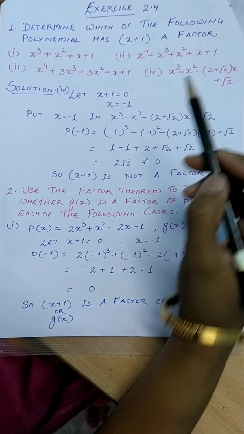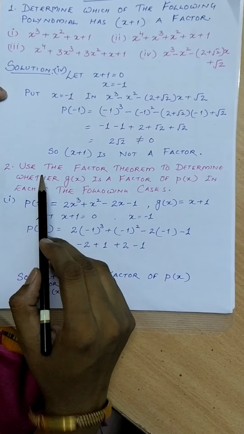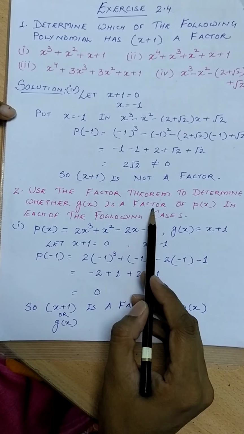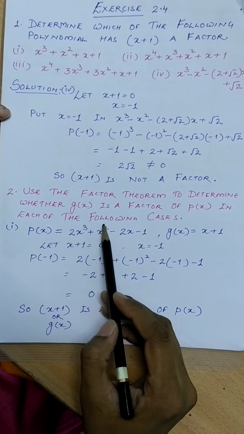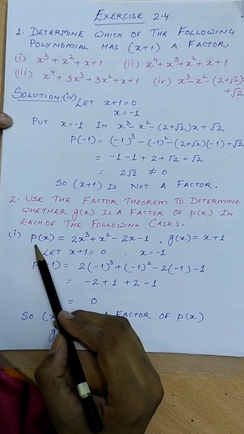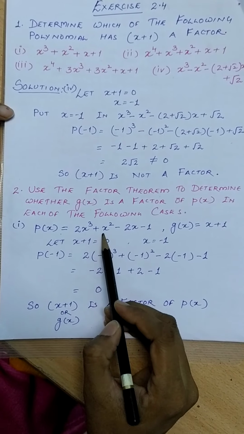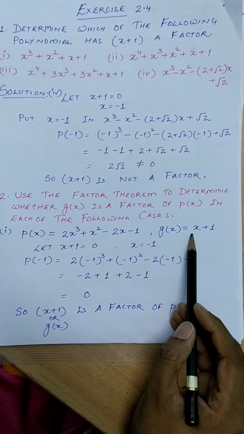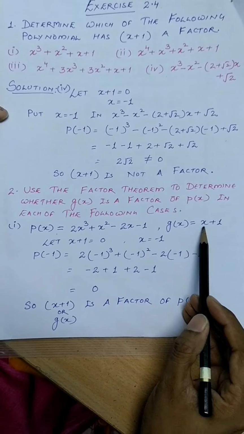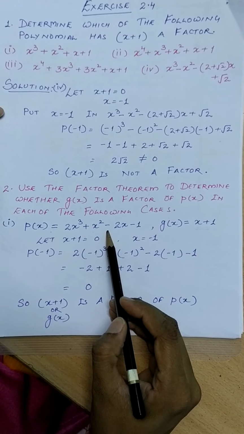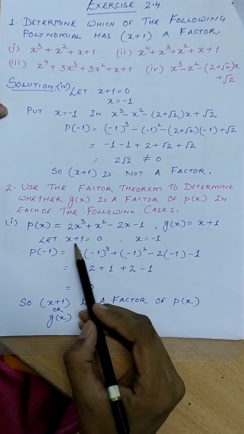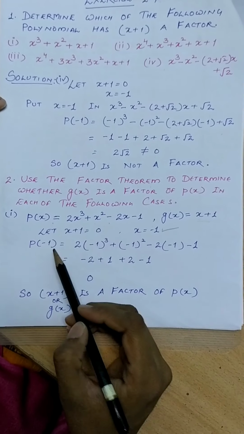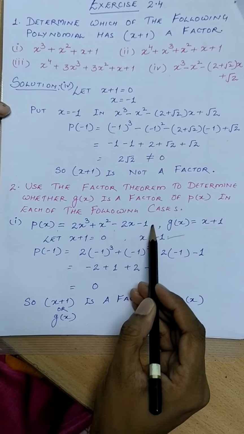I hope it's clear. Now, in the second question, use the factor theorem to determine whether g(x) is a factor of p(x) in each of the following cases. So, p(x) is 2x cube plus x square minus 2x minus 1 and g(x) is x plus 1. We have to check whether x plus 1 is a factor of this given polynomial or not. So, take x plus 1 equal to 0, so x equals minus 1. Now, we'll put x equal to minus 1 in this polynomial.